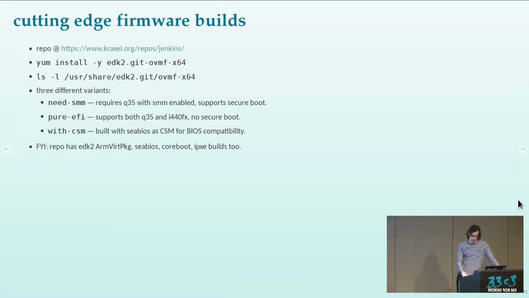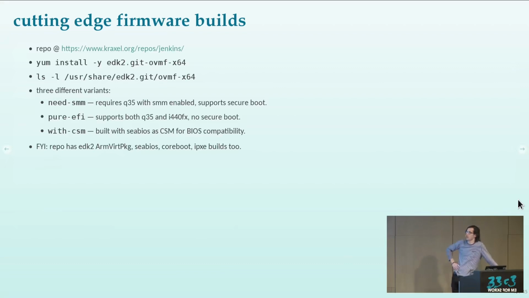I'm running a Jenkins instance which does automatic firmware builds, and it lives at this address. Each time something is committed to the upstream repository, it kicks a build, so it has updates quite frequently. It's an easy way to install the EDK2 firmware, OVMF. There are also packages for the ARM firmware, also SeaBIOS, coreboot, but the most interesting one is OVMF.